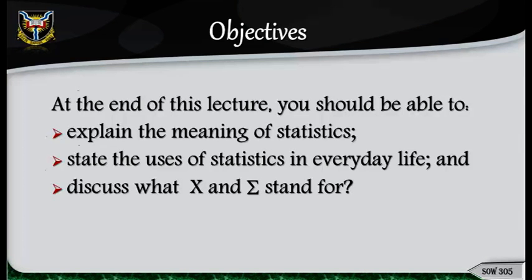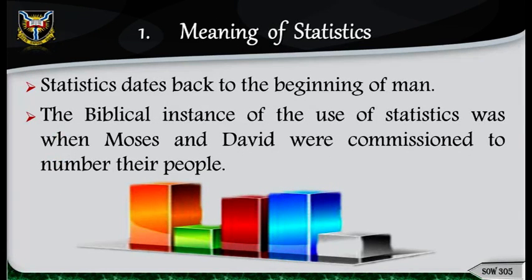Content. Meaning of statistics. Statistics dates back to the beginning of man. History has it that rulers, that is chiefs, obas, obis, and so on, obtained numerical facts about the number of people in their domains so as to aid the planning and administration of their societies. The biblical instance of the use of statistics was when Moses and David were commissioned to number their people.